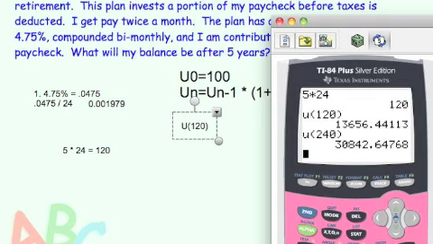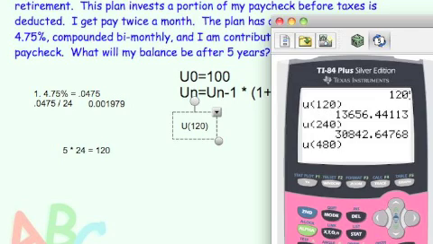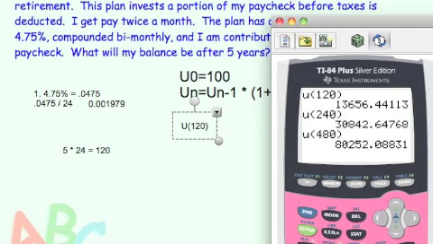If I'm looking for my balance after 20 years, I would need to look for u sub 480, because there are 480 bi-monthly periods in 20 years. In 20 years, I would have $80,252.08.